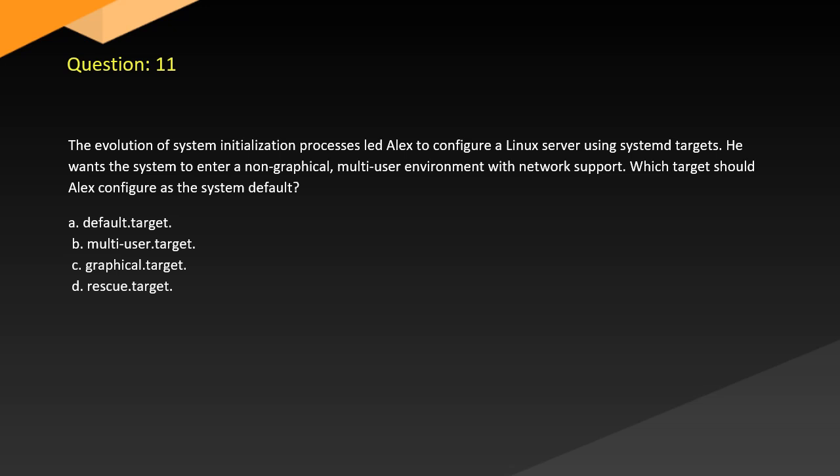Question 11. The evolution of system initialization processes led Alex to configure a Linux server using systemd targets. He wants the system to enter a non-graphical multi-user environment with network support. Which target should Alex configure as the system default? A. default.target. B. multi-user.target. C. graphical.target. D. rescue.target.